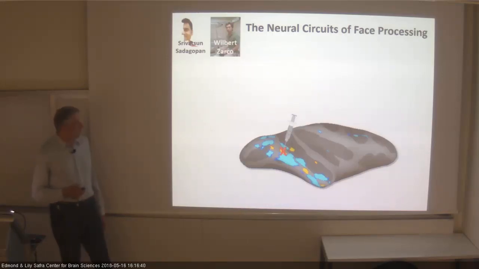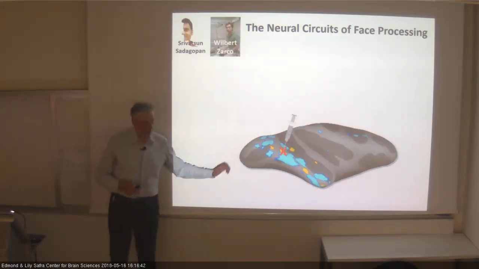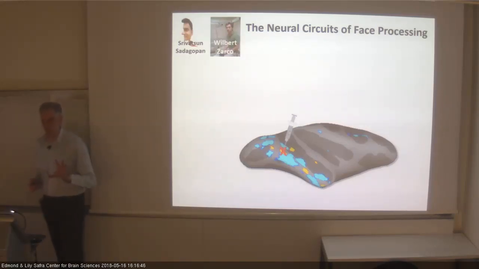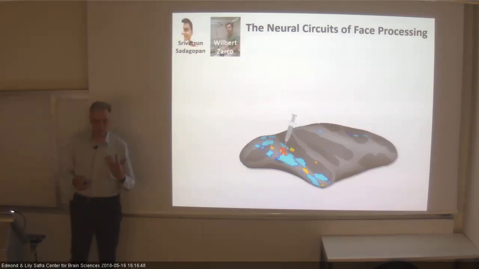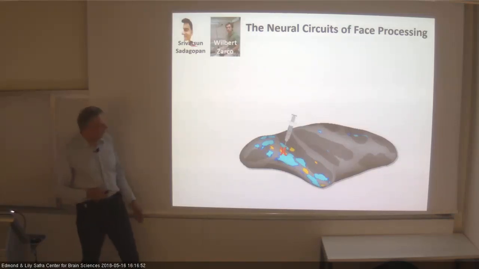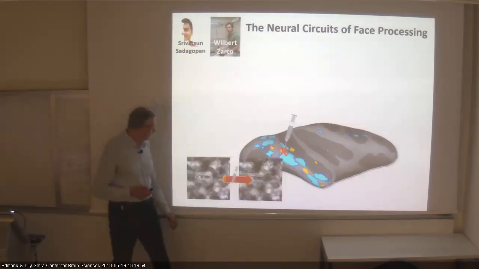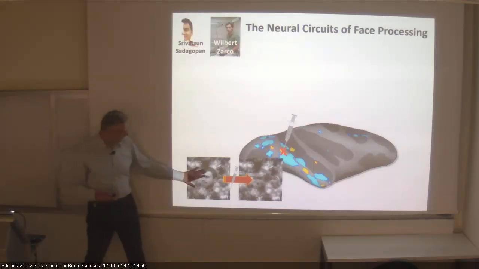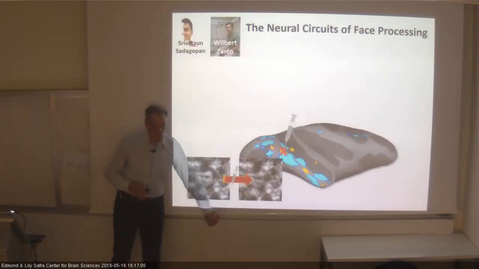Srivatsan Sadagopan and Robert Zarkow inactivated one of the 12 face areas while the monkey was tasked on a computer screen to localize a face. This is the most fundamental face processing task, the detection of faces in a cluttered environment. And when they inactivated one of the 12 areas, they found that the behavior was impaired as if the contrast of the face that they would have to find would be reduced like this.